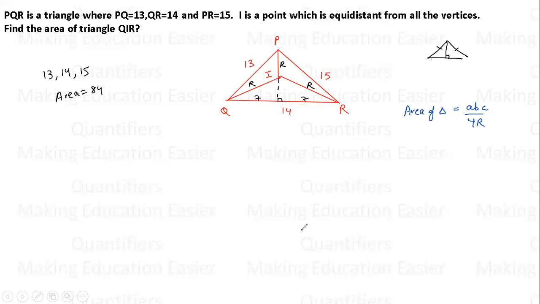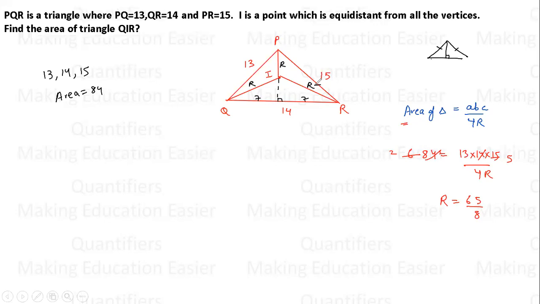Now students, using this particular formula, what will we get? We'll get the area of the triangle 84 equals the product of sides, that is 13 into 14 into 15, divided by 4 times capital R. Now if you solve this, 14 into 6 is 84, and 3 into 2 is 6, 3 into 5 is 15. And you can see capital R comes out to be 13 into 5 divided by 2 into 4, that is 65 by 8.